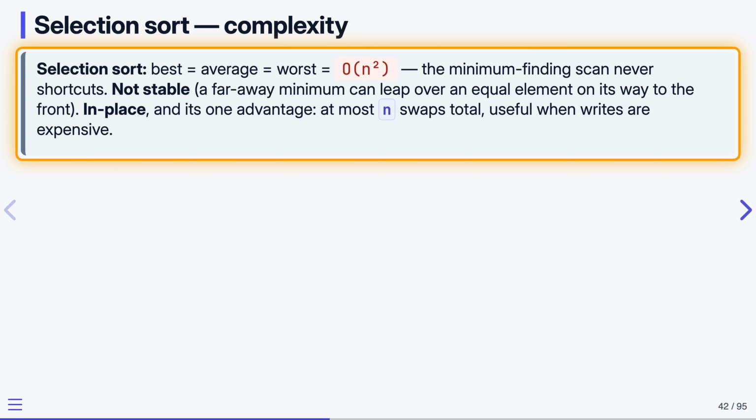Let's sum up selection sort's cost. Its best, average, and worst case are all the same big O of n squared, because the minimum finding scan never takes a shortcut. It is not stable because a faraway minimum can leap over an equal element on its way to the front. It is in place, and it has one real advantage. It does at most n swaps in total, which helps when writing to memory is expensive.